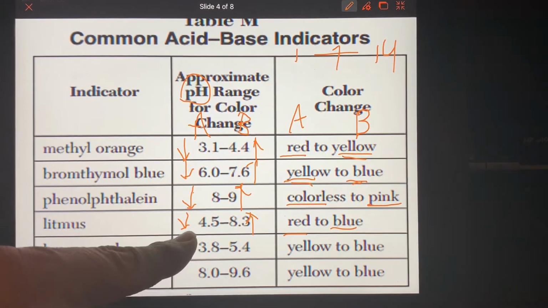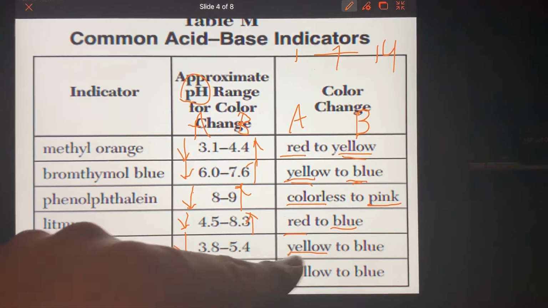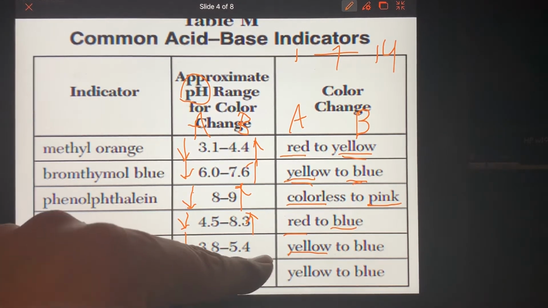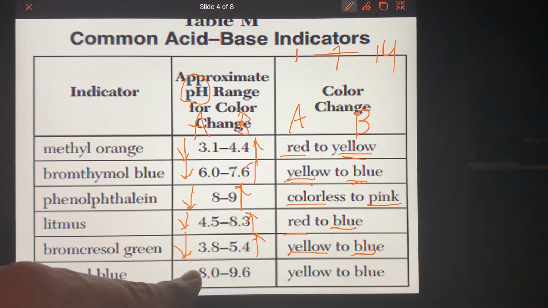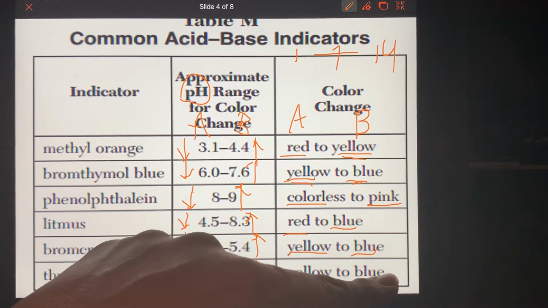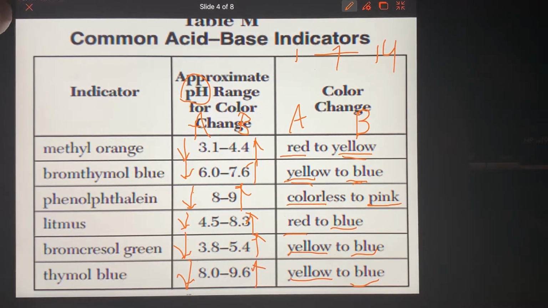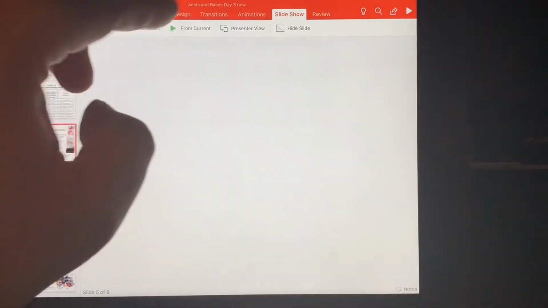Bromcresol green. Under 3.8, it's yellow. If it's above 5.4, it will turn blue. Thymol blue, below 8, yellow. Above 9.6 is blue. Okay. So let's move on here. Let's look at these questions here.